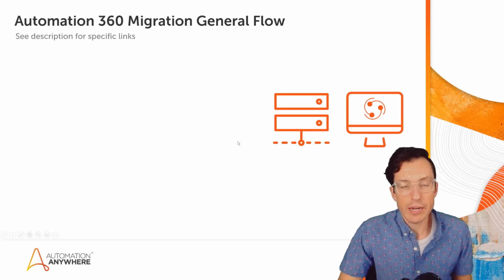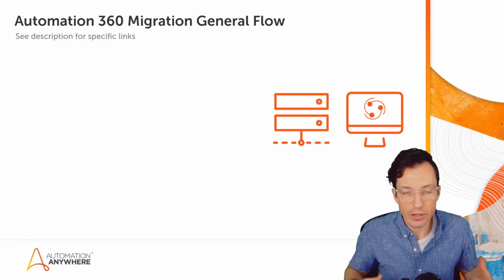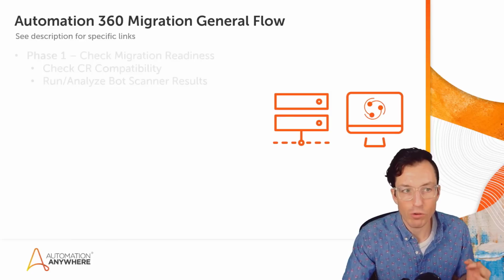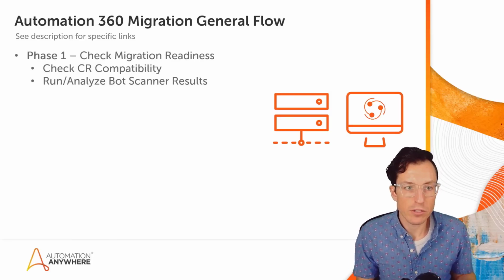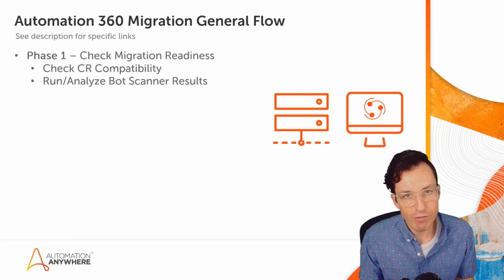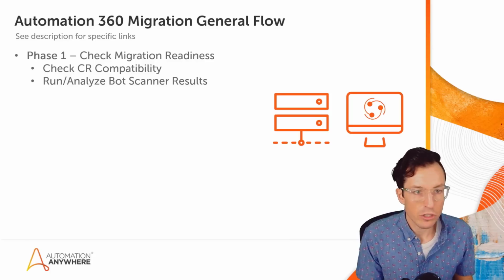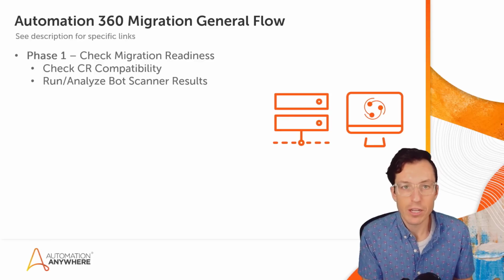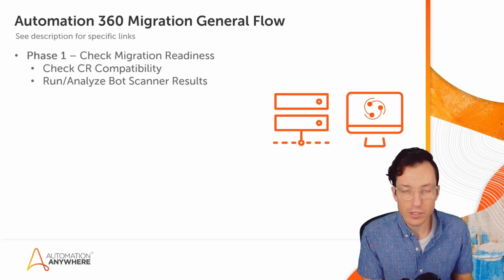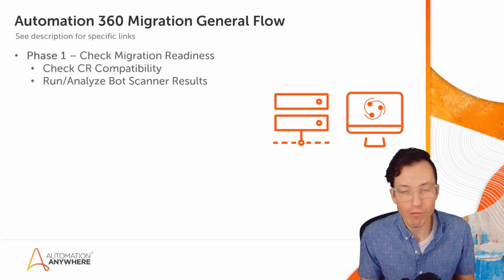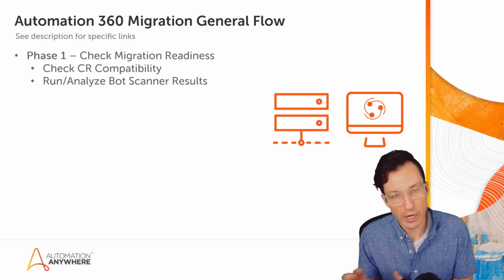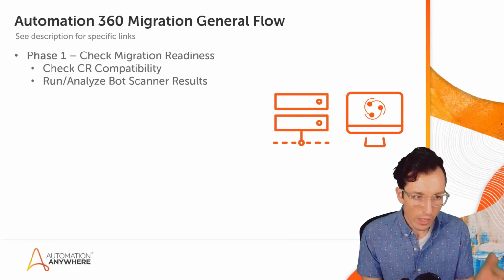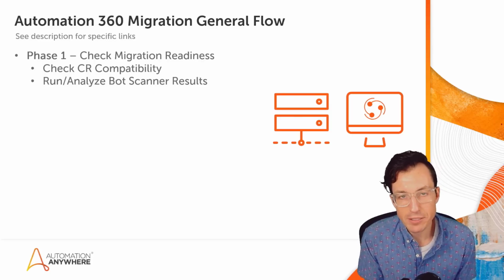So jumping straight in, I want to talk about where we are and the general flow of performing a migration. There's really three total phases. Number one is checking your migration readiness, and we have content on this already. It means checking your control room compatibility if you're coming from version 10 or version 11, knowing exactly what subversion you're on, like 11.3.4, and checking the compatibility for that with Automation 360. It also means running and analyzing your bot scanner results.